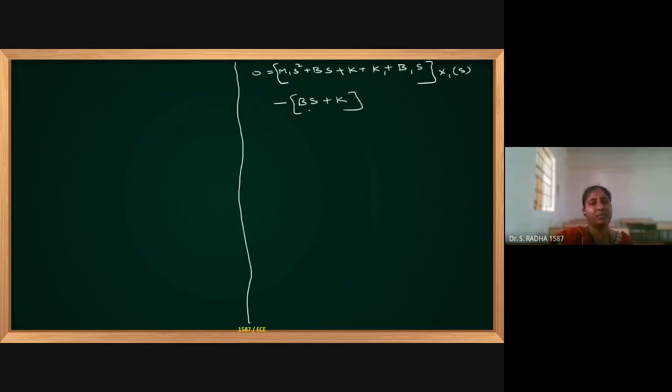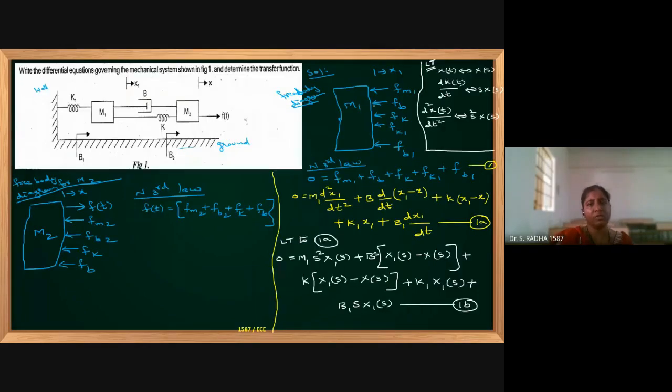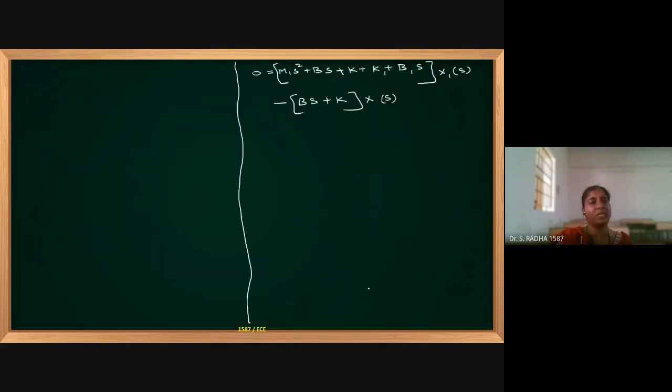Both of these have x of s common. So b into s, this minus I have put outside. Minus k is there. Both of them are having x of s. No other x of s present in this equation. Okay. So now I have grouped similar terms together.